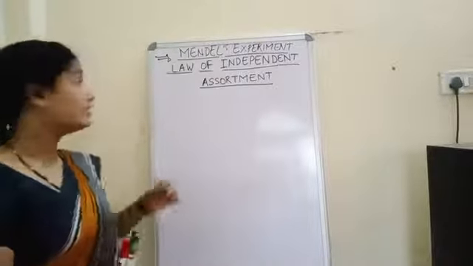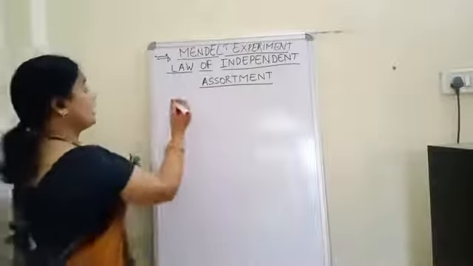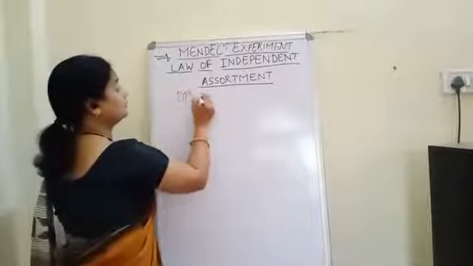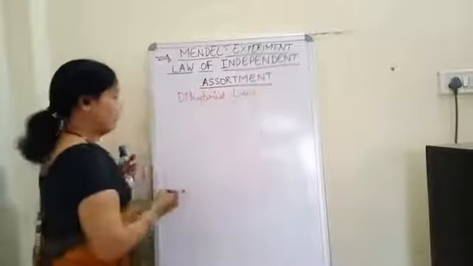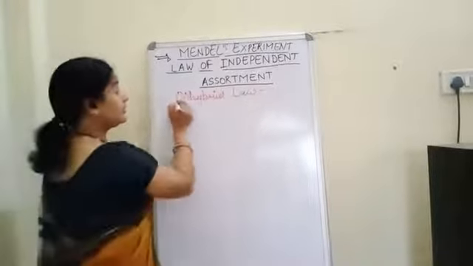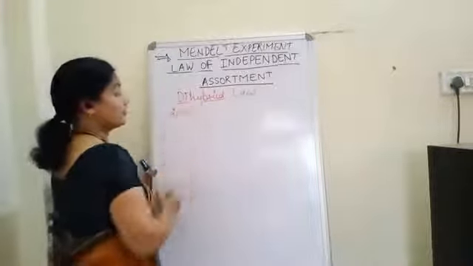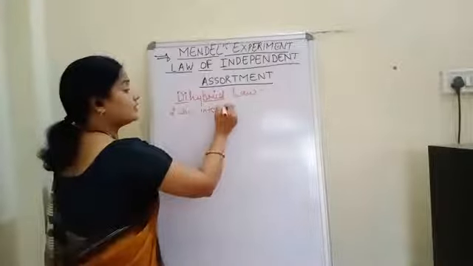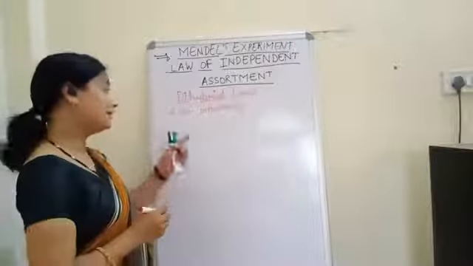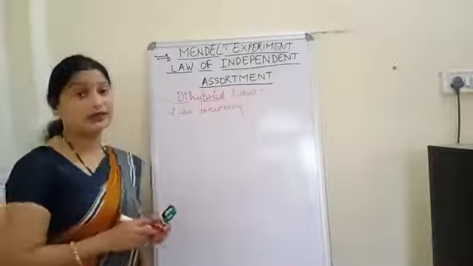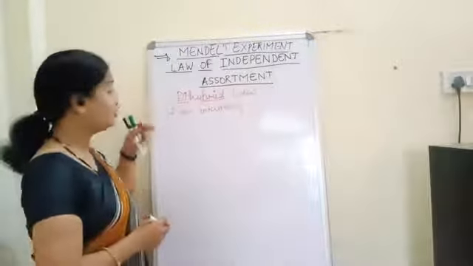Now see, the law of independent assortment is also called the dihybrid law. Clear? Now what is the meaning of dihybrid? Again, di means two characters and hybrid means intermixing. Intermixing of two traits or two characters is called dihybrid, and the law behind that is called the dihybrid law.